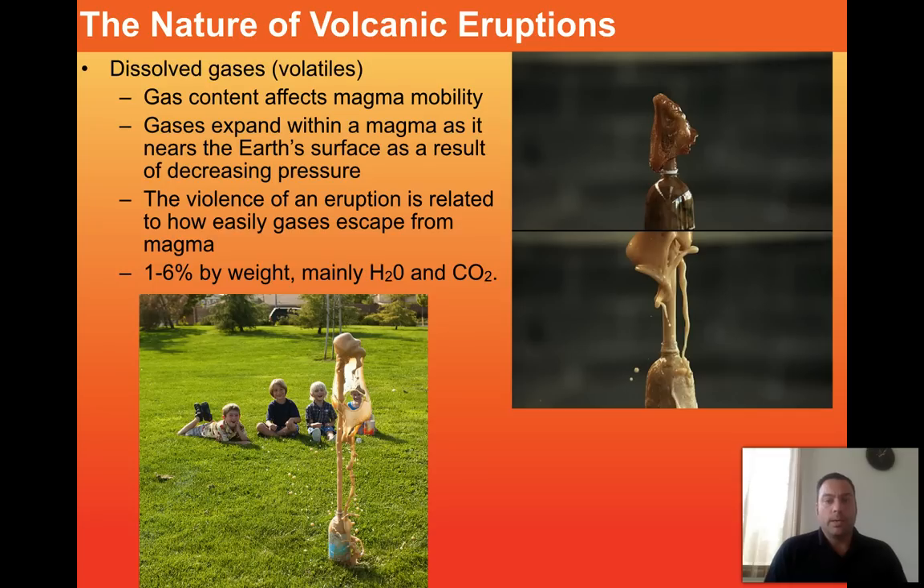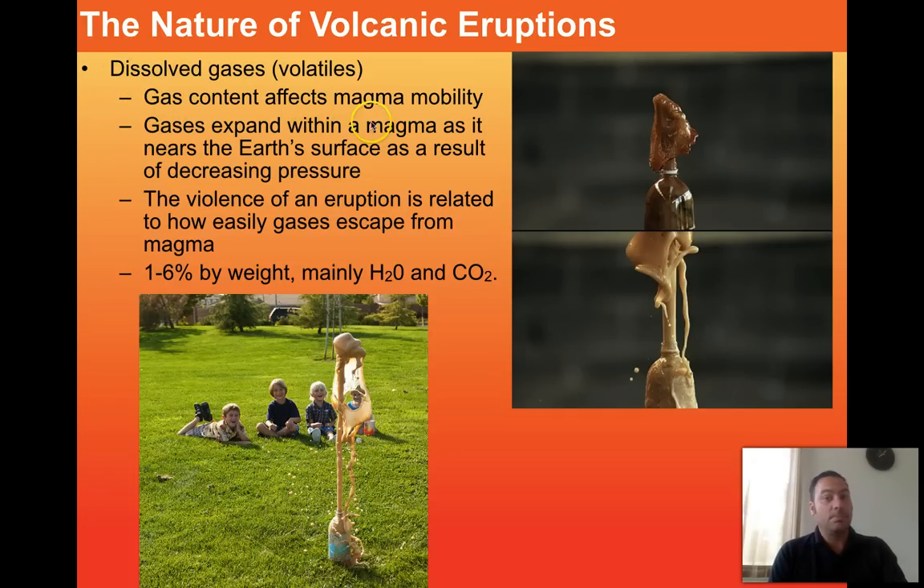The other important characteristic is the amount of dissolved gas. So you can have a very viscous magma, but if it doesn't have dissolved gas in it, it's not really a major issue. It's whenever you have dissolved gases that you get the explosion. That's kind of the fuel for the explosion to occur. You need to have the high viscosity and a volatile. So let's talk about dissolved gases.